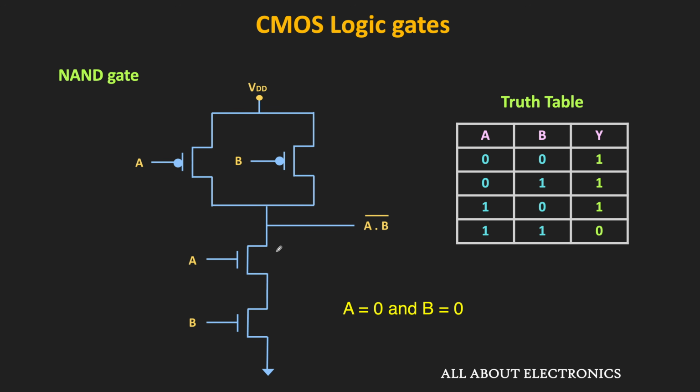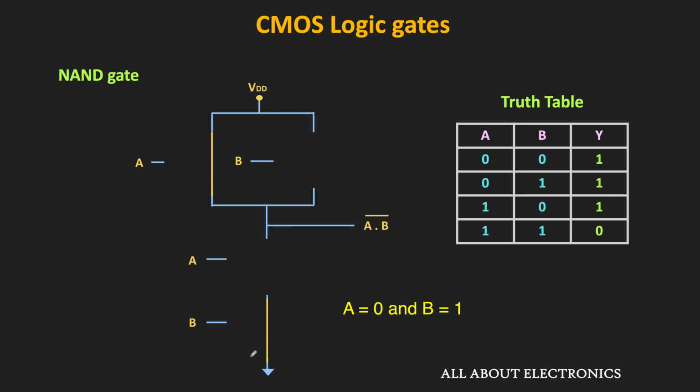Whenever both A and B are 0, both PMOS transistors will be in the on condition, while both NMOS transistors will be in the off condition. Because of that, the output will get connected to VDD. That means whenever both A and B are 0, the output of the NAND gate is equal to logic 1. Similarly, when A is 0 and B is 1, the first PMOS will be on, while the second PMOS will be off. Since both PMOS are connected in parallel, if any one of the PMOS is on, the output will get connected to VDD.